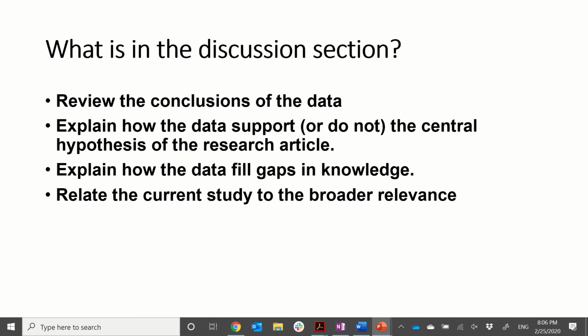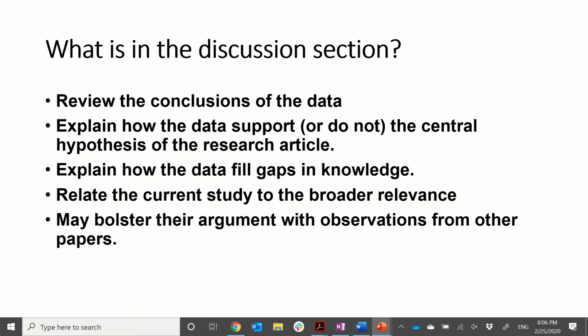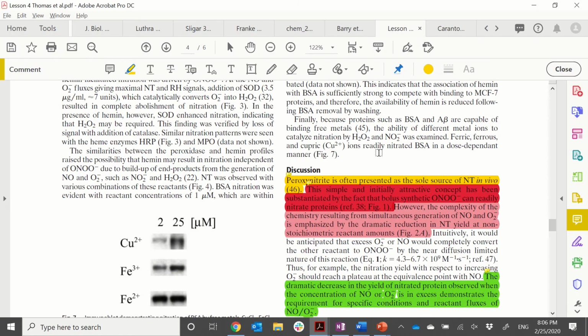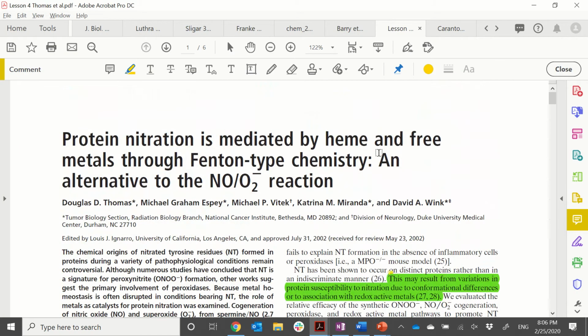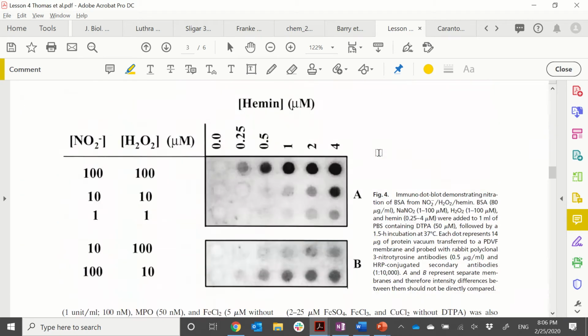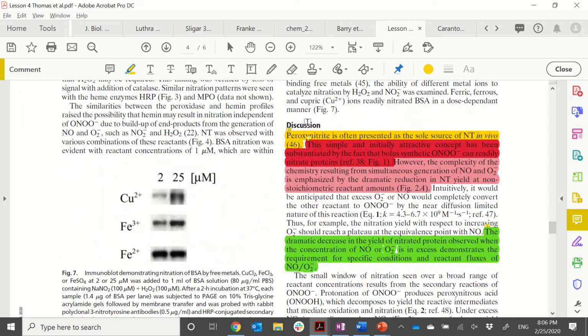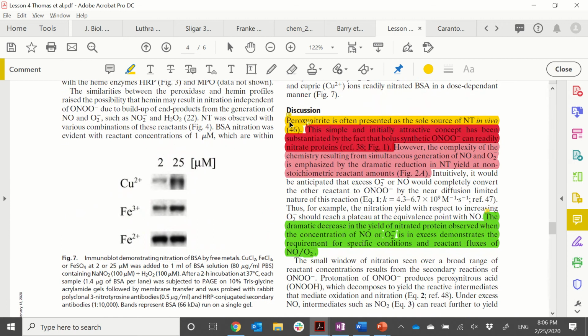So the discussion section not only discusses the data within, but may also draw from conclusions from other papers or critical evaluation of other papers that are discussed in the field in order to make the case for the author's conclusions. So we're going to go back to Thomas et al. So this paper, okay, and look at the discussion section, sort of analyze this. So here's the discussion section of this paper.